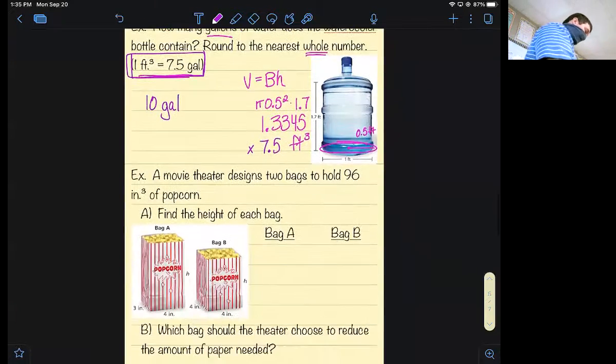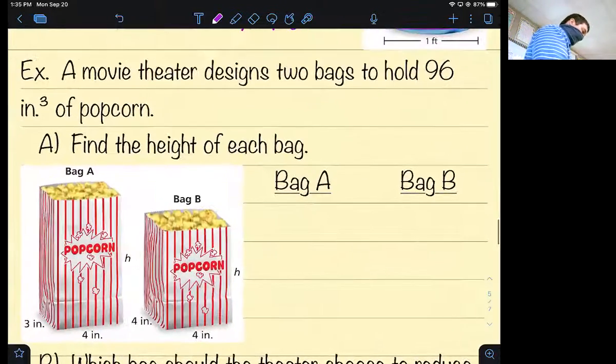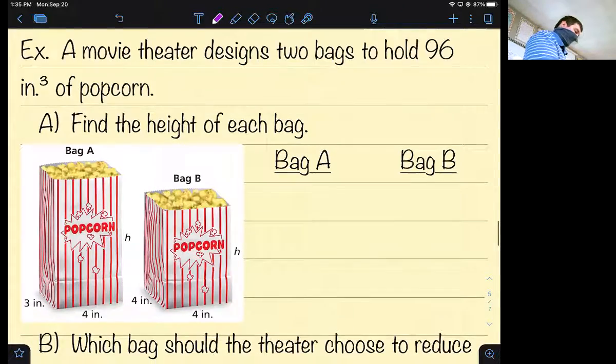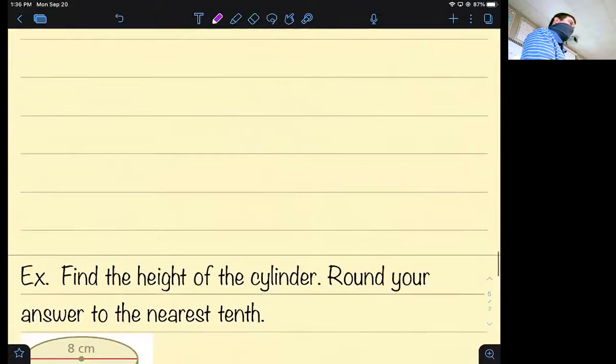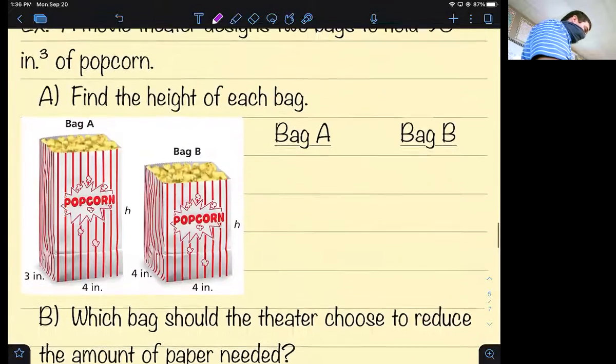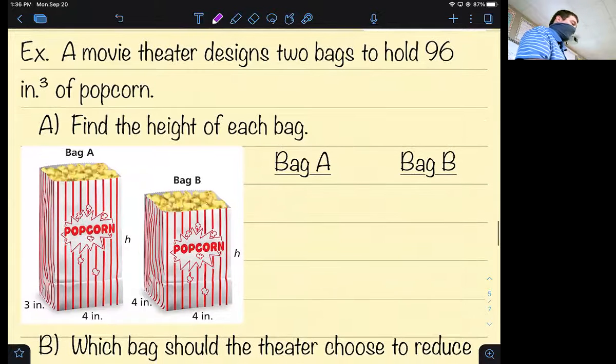Okay. We have time to do one more problem, and it's going to be this one here with the movie theater popcorn bags, and then it looks like we'll have one more that we can do tomorrow when we come in. A movie theater designs 2 bags to hold 96 cubic inches of popcorn. Now, if they hold 96 cubic inches of popcorn, what dimension are they giving you? If they're telling you how much the bag holds, Xander? The volume. Do you care if you get one bag or the other if they hold the same amount of popcorn? No, you shouldn't care.